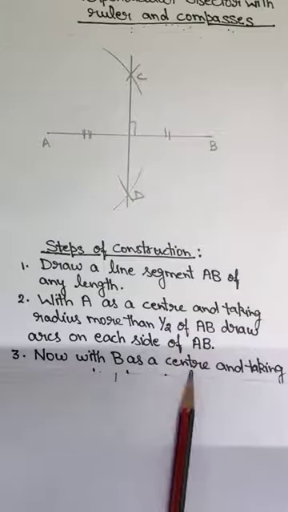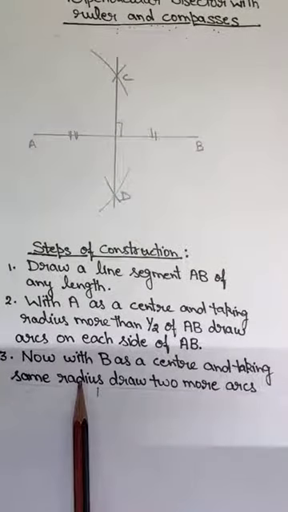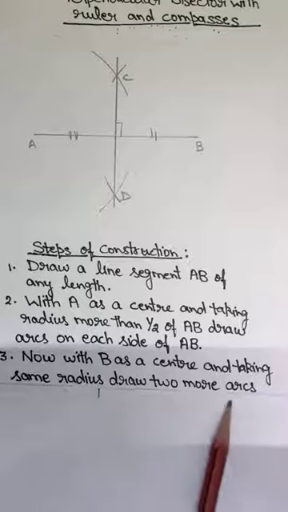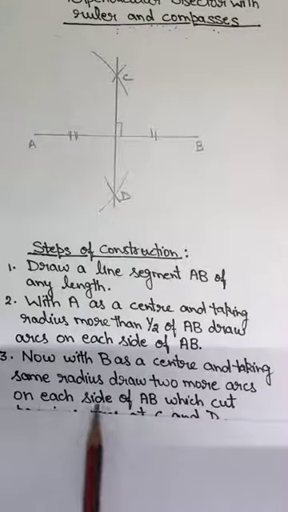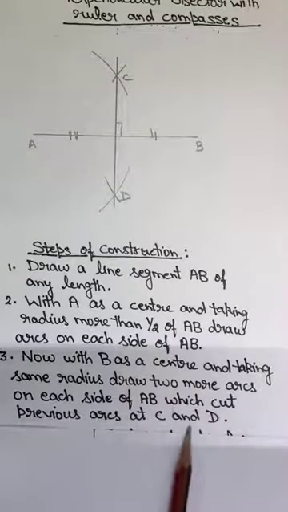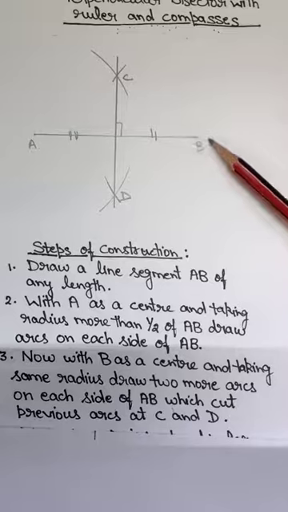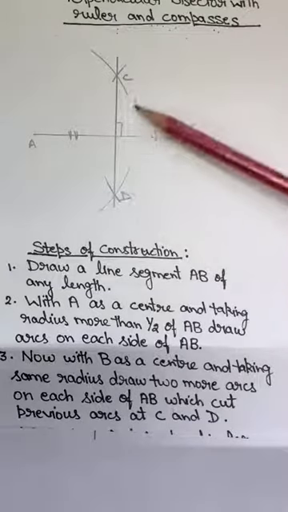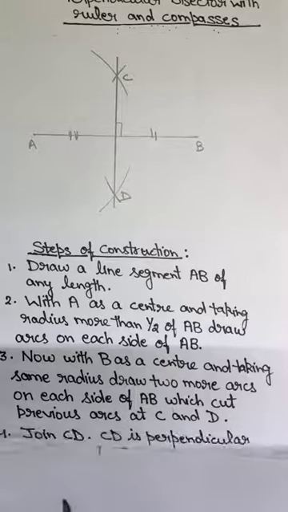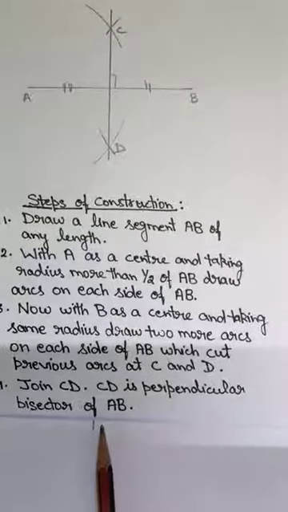Now with B as a center and taking the same radius, draw two more arcs on each side of AB which cut the previous arcs at C and D. Again we have drawn two more arcs from B which cut the previous arcs at C and D. Join CD. CD is the perpendicular bisector of AB. You can check it by actual measurement also.